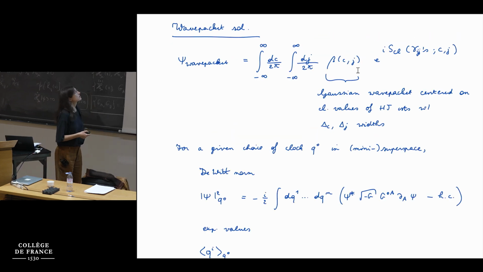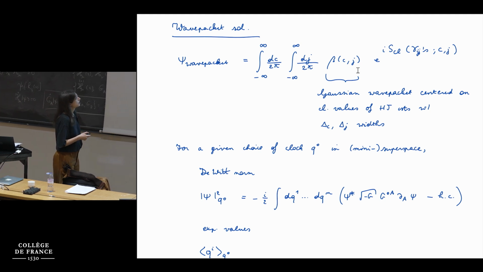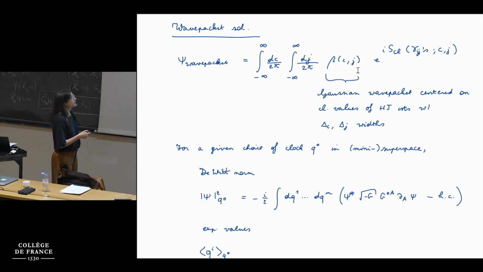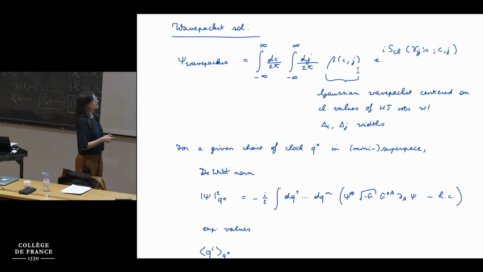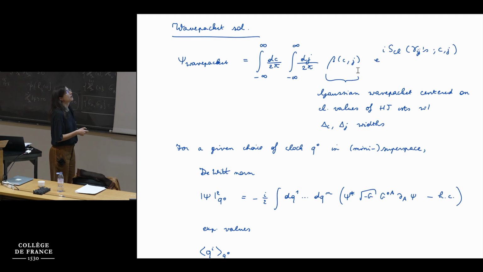Right, so next is to construct a wave packet solution to our radial Wheeler-DeWitt equation using our classical solution. You can do that by taking our Vilenkin wave functions and then constructing a wave packet by using a Gaussian wave packet beta, which is centered on classical values of your Hamilton-Jacobi constants, with widths delta C, delta J.